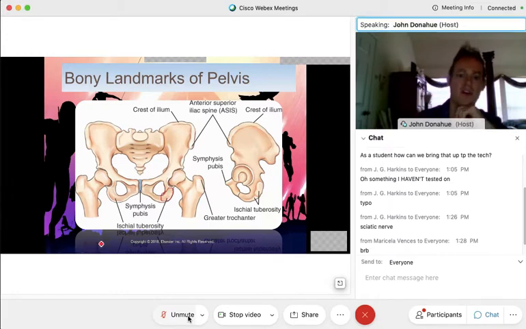So I would write that in your book. If you want to color code that, write that in your book, just because I see people mix those up quite a bit as well. Inferior ramus versus ischial tuberosity. And of course, there's our greater trochanter.